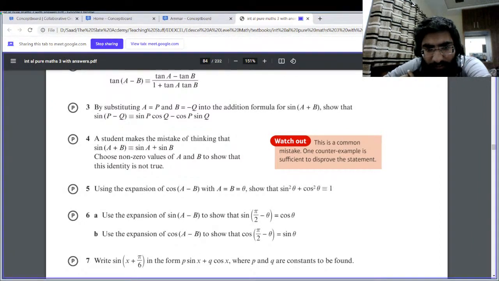How do you do 5? Question 5. One second, I will tell you.